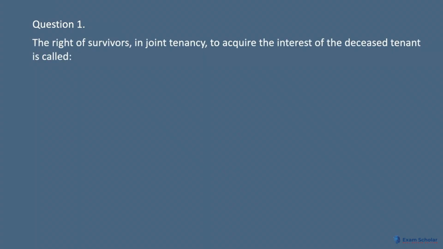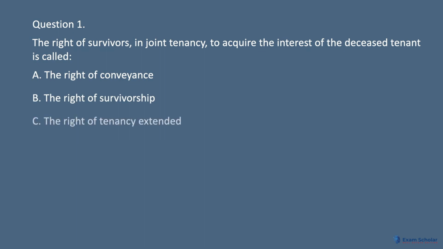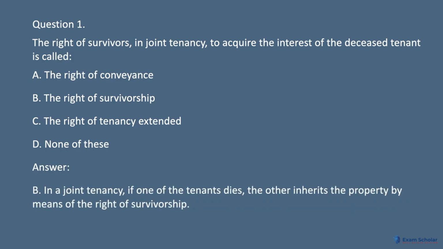Question 1. The right of survivors, in joint tenancy, to acquire the interest of the deceased tenant is called A. The right of conveyance. B. The right of survivorship. C. The right of tenancy extended. D. None of these. Answer. B. In a joint tenancy, if one of the tenants dies, the other inherits the property by means of the right of survivorship.